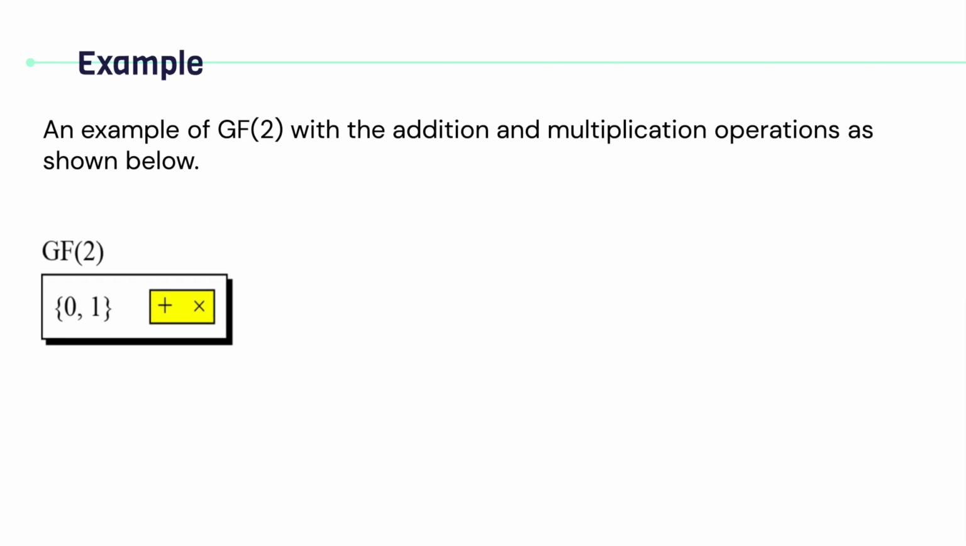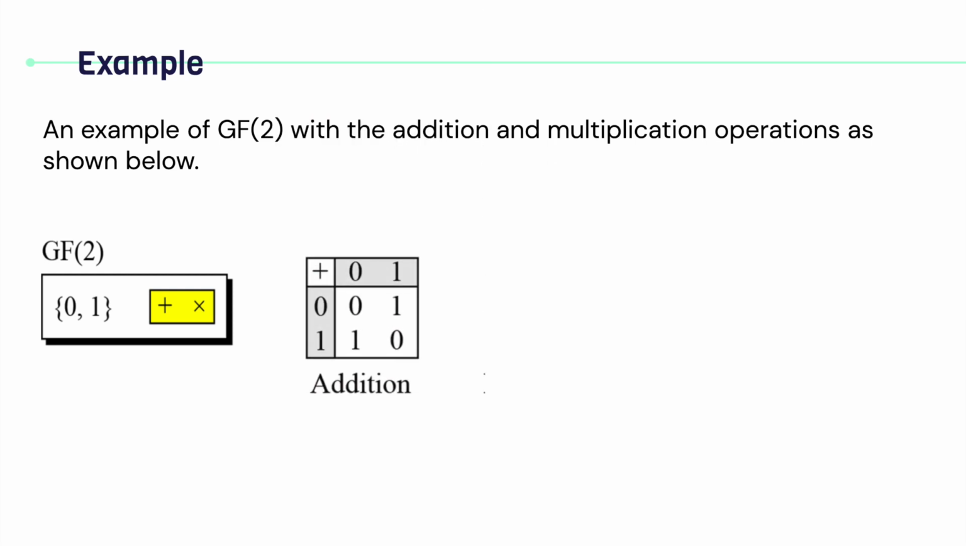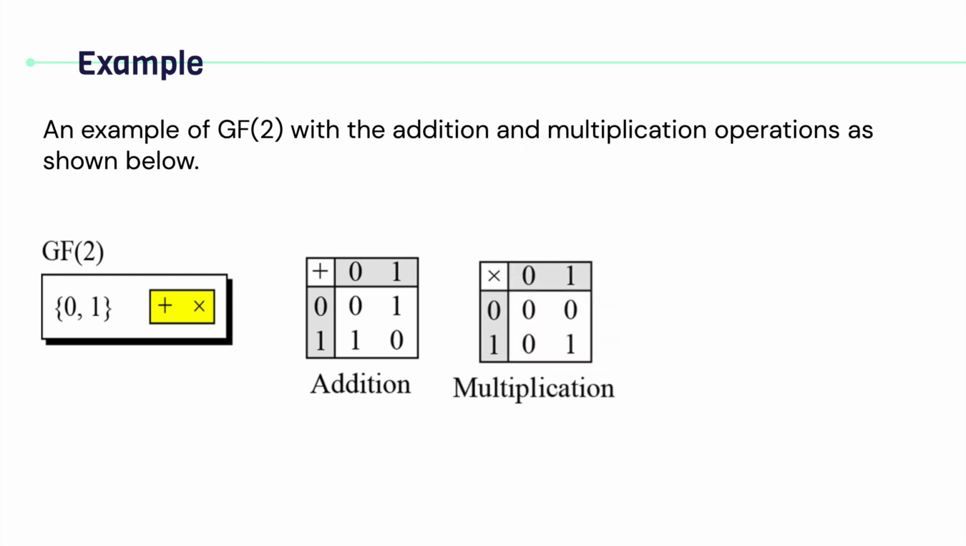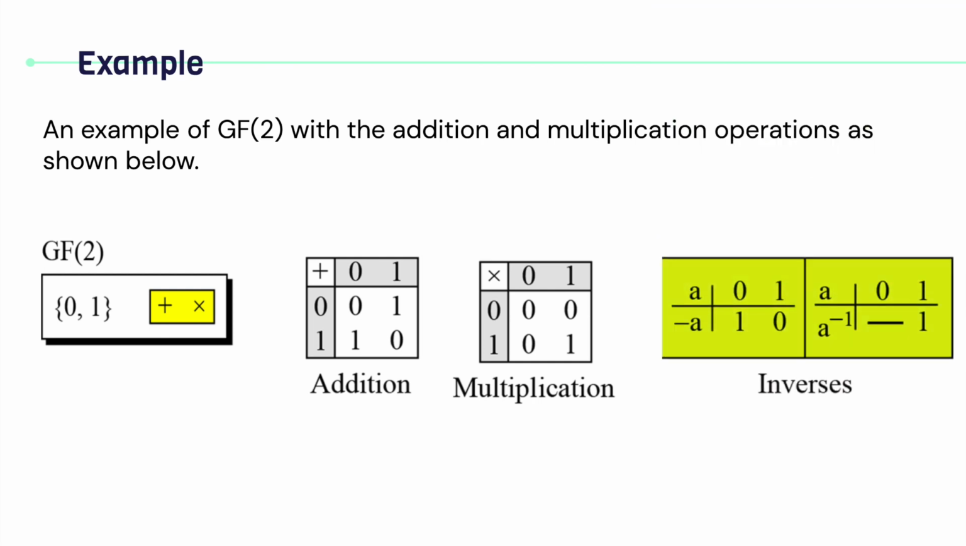An example of GF(2) with the addition and multiplication operations is shown below. The set only has two elements, which are 0 and 1. Now that we know what the elements are, we will proceed to add 0 and 1 to 0 and 1, in modulo 2, in order to determine the additive inverse. We will do the same by multiplying 0 and 1, in modulo 2 and then calculate the multiplicative inverse. The elements all have an additive inverse, and only 0 doesn't have a multiplicative inverse. This satisfies the properties of a field.